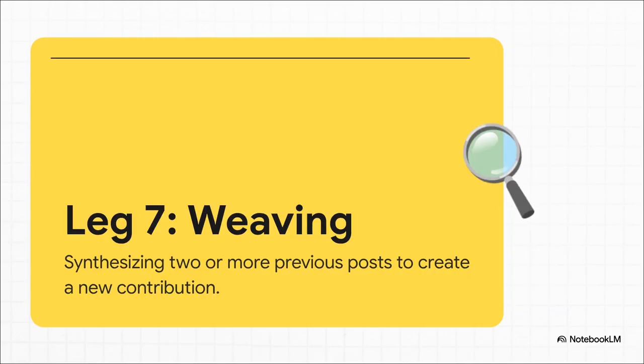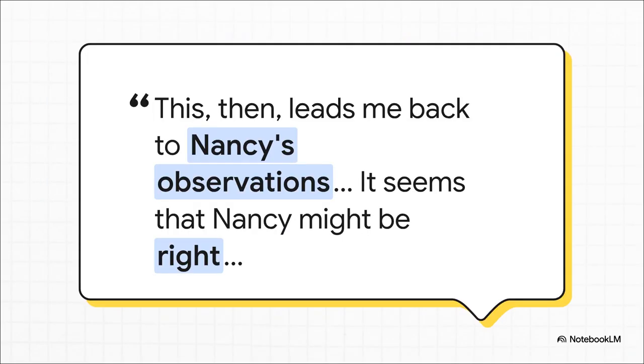Another master move is weaving. This is where you kind of become the DJ of the discussion. You're connecting the dots between what different people are saying, you spot a hidden link between 2 or more ideas, and you pull those threads together to create a brand new insight that nobody saw on their own. See how this comment literally mentions other people by name? It's taking an idea from over here, connecting it to what Nancy said over there, and building a new conclusion from that mix. This shows you're not just reading one comment at a time, you're reading the entire conversation.